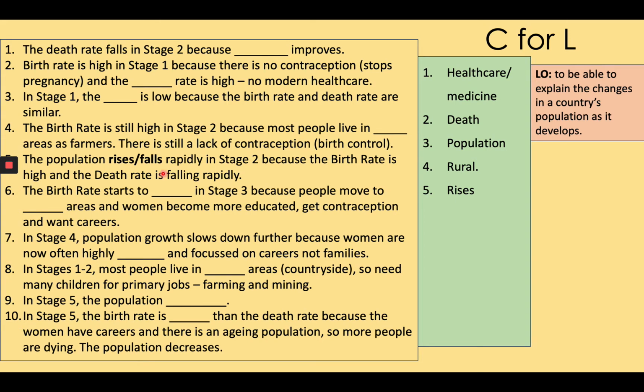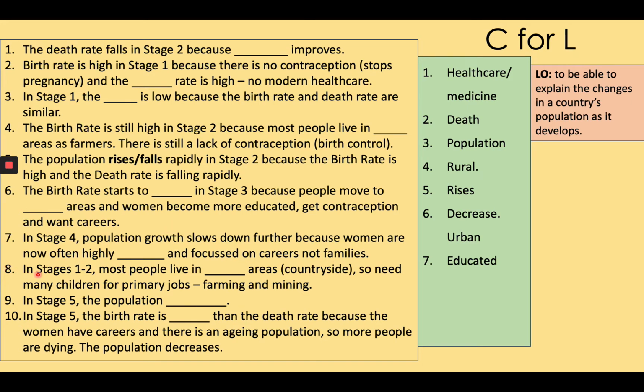falling rapidly. Better healthcare. Number 6, the birth rate starts to decrease in stage 3 because people move to urban areas and women become more educated, get contraception and want careers. Number 7, in stage 4 population growth slows down further because women are now often highly educated or skilled and focused on careers, not families.